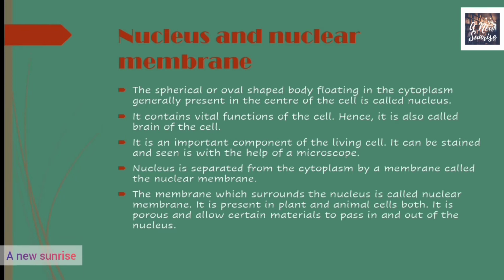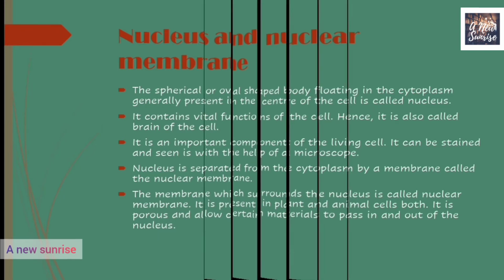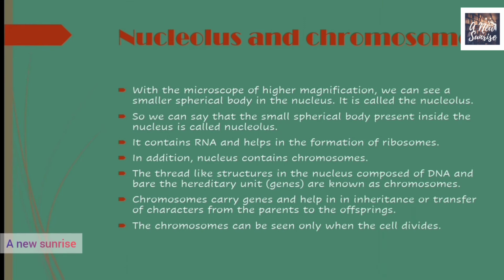Now let us go towards our next topic, that is nucleolus and chromosomes. With a microscope of higher magnification, we can see a smaller spherical body in the nucleus. It is called the nucleolus, and it can be seen only by a highly magnified microscope. So we can say that the small spherical body present inside the nucleus is called nucleolus.